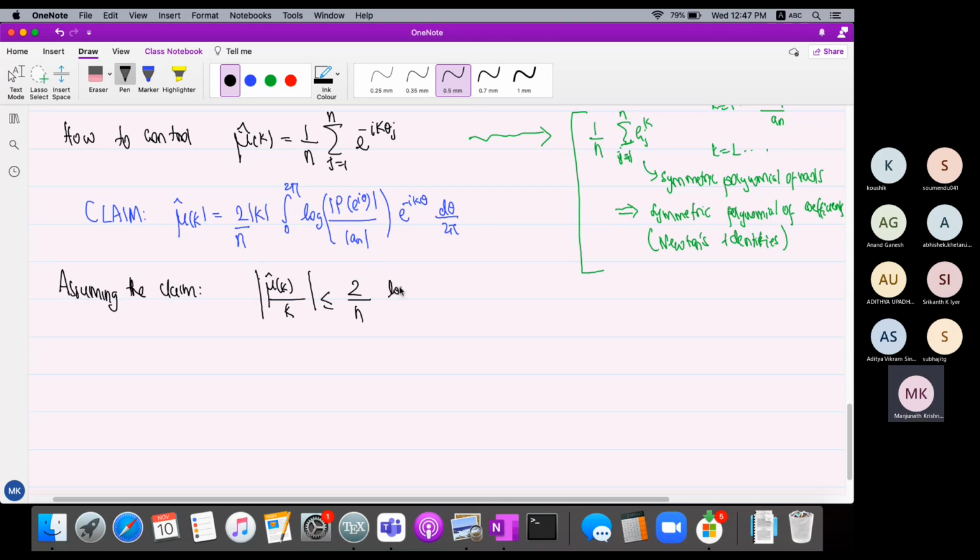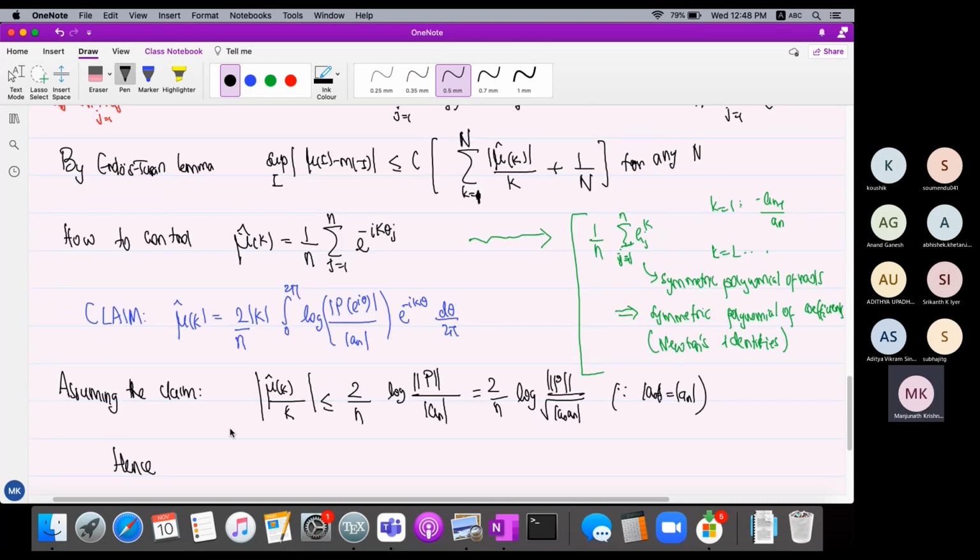So I can bound it by log of the maximum. The log of the maximum is the log of the maximum. So the norm of p on the unit circle, this has absolute value 1 divided by a_n, which is the same as 2 over n log of the absolute value of the norm of p divided by the square root of a_0 a_n, because a_0 and a_n have the, that is for the last step. So we got everything actually. So we got this.